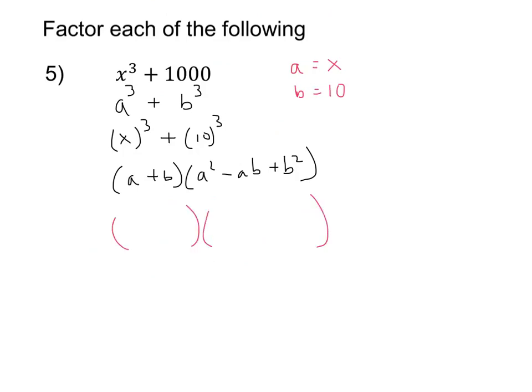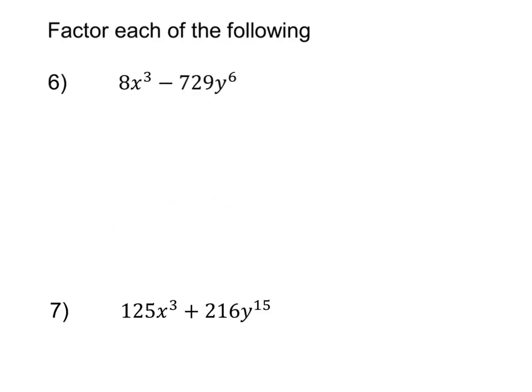Double check your answer. You should have done this on your own. It should be x plus 10 times x squared minus 10x plus 100. All right, hopefully you got that. And we're going to look at a couple more examples. All right, two last ones. We're going to get a little bit more complicated.